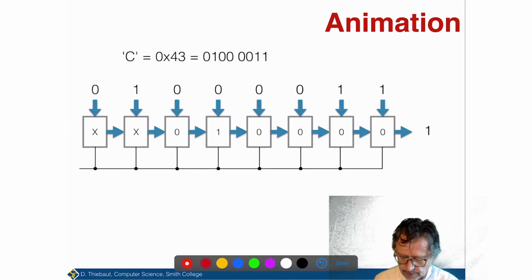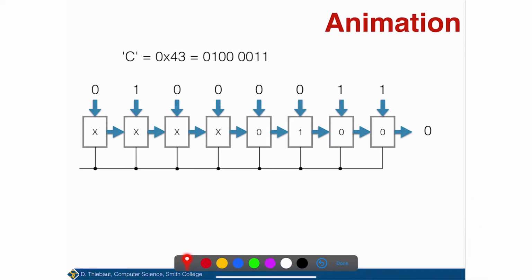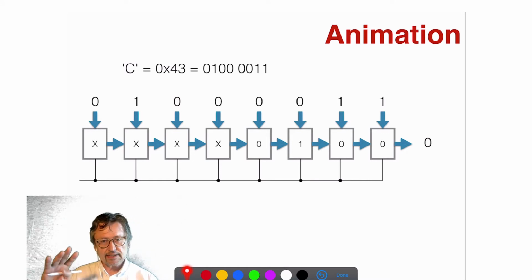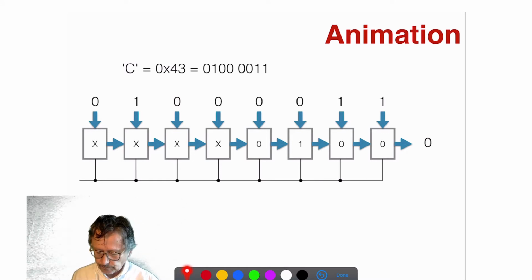Okay, so let's continue the animation. Next clock tick. So now the zero that was here has been shifted all the way here. The one that was here has been shifted all the way here. And the one that was here is now coming out. So this one that I'm seeing here is actually this guy. So you see, second clock tick, then this bit comes out. Third clock tick, the zero comes out. Fourth, zero comes out. And so I'm going to stop here, but you can see that this is how information is going to be shifted out.